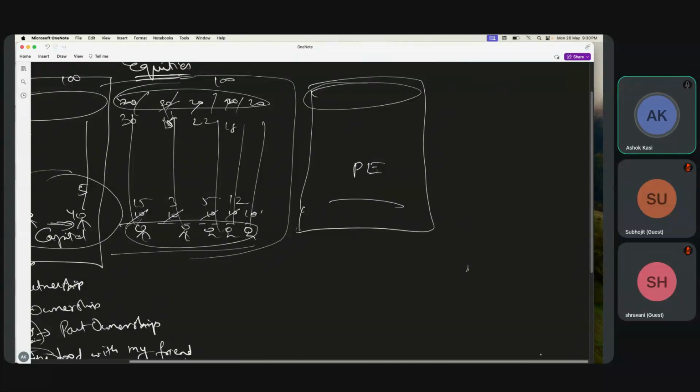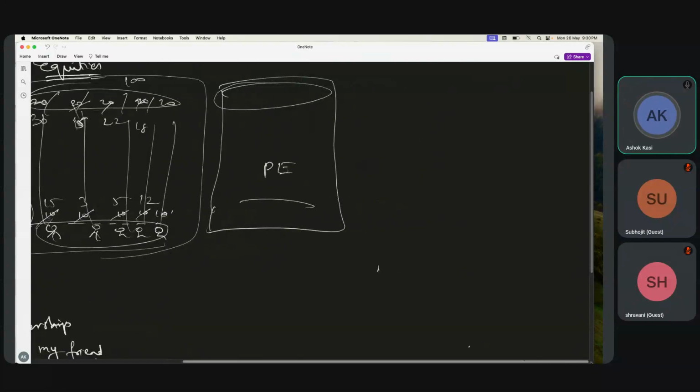Then the next case is, imagine now you are a big brand. Now this has become Cafe Coffee Day or Starbucks or something like that. So now you require probably 1,000 crore, because you want to set up branches across the country. This is Cafe Coffee Day.